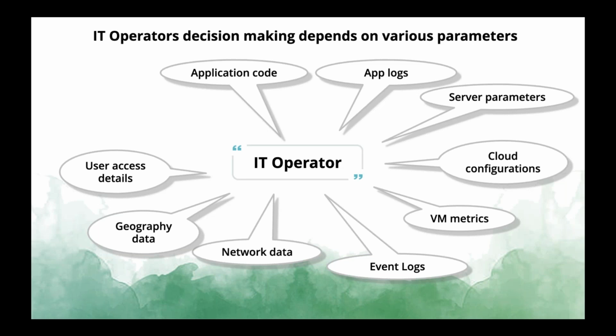particular region. It's working fine in US, it's not working fine in Europe. The application could be even within the US. Application could be working fine from certain states. Maybe in the West it's working fine, in the East it's not working fine. Could be various things. So geographical data plays an important role. So the operator needs to know which geography it is failing.